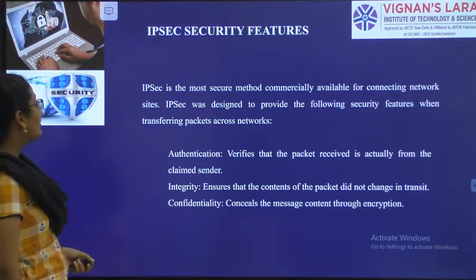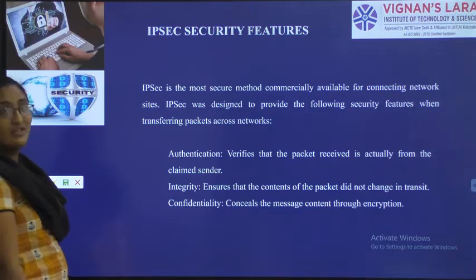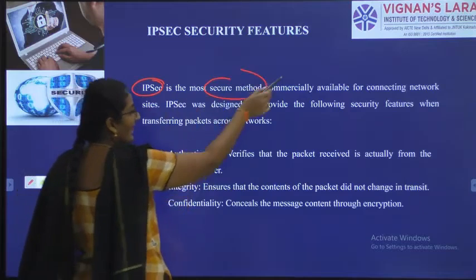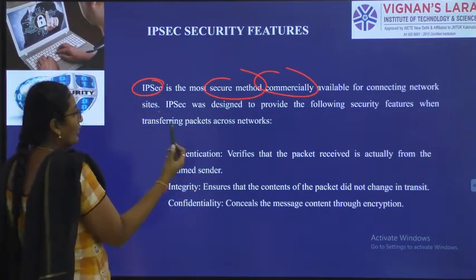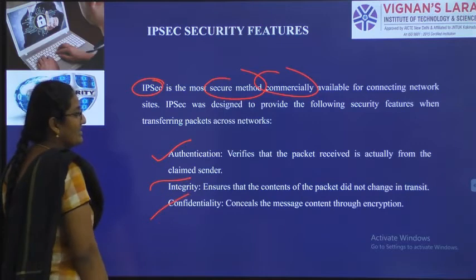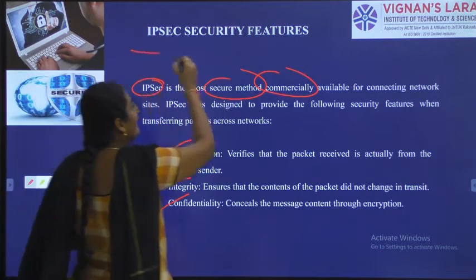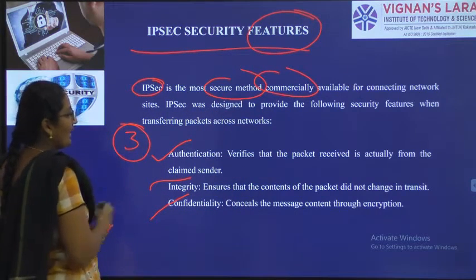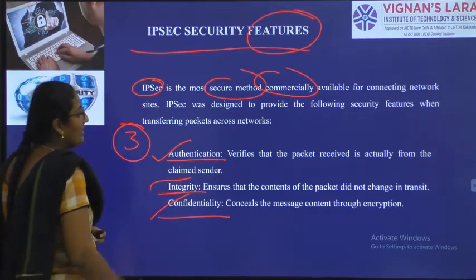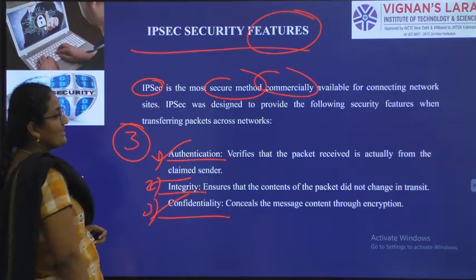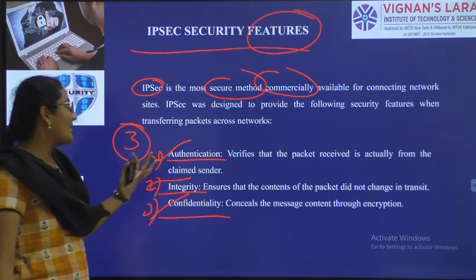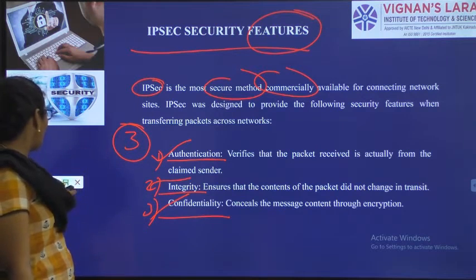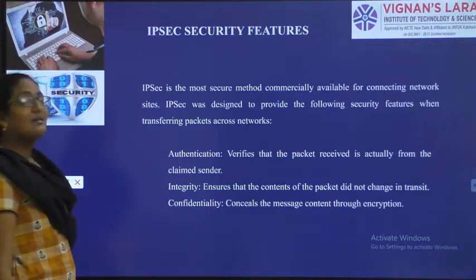So the next one: what are the IPsec features? We already know IPsec is the most secure method. It is commercially used. It is designed to follow some principles like authentication, integrity, confidentiality. So what are the IP security features? We have 3 different IP security features: authentication, integrity, confidentiality. As discussed before, IP security is a secure, commercially used method. So we will see them one by one.